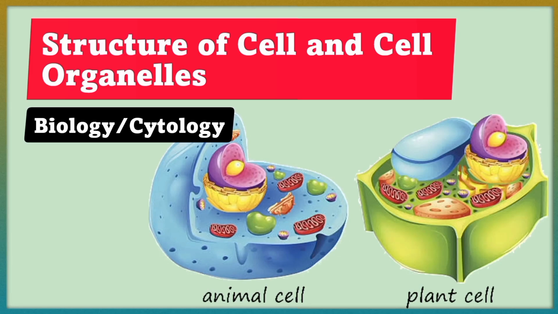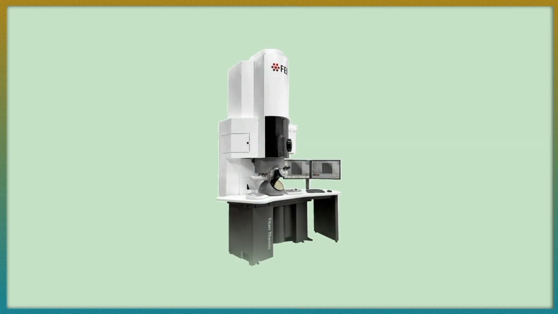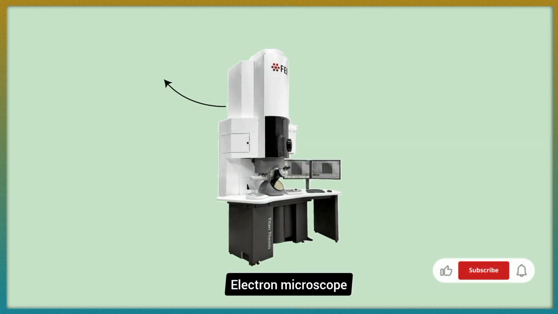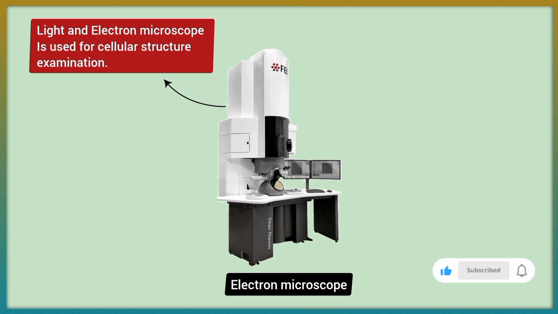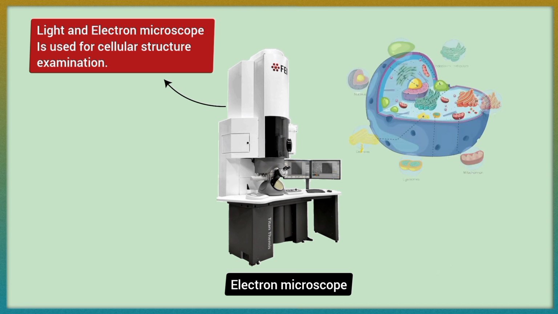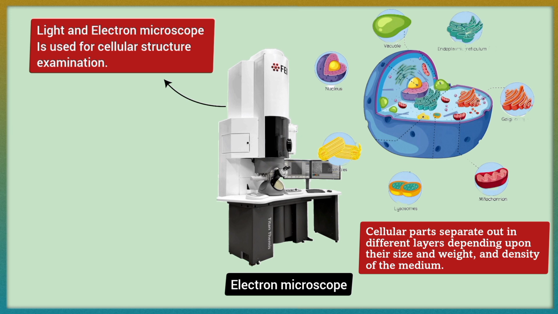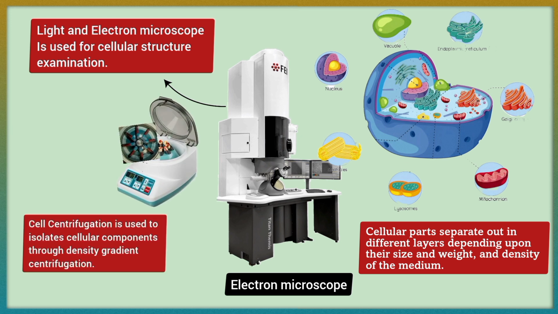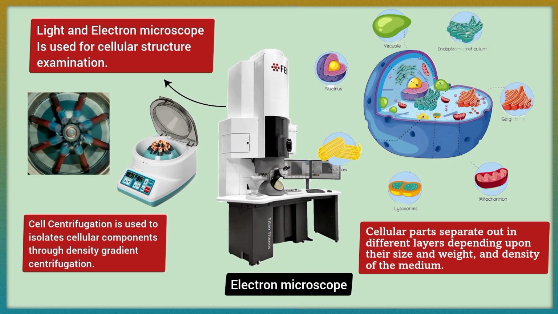Hi, in this lecture we shall study the structure of a generalized cell. The structure of a cell can be studied under a light microscope as well as an electron microscope. The modern technology enables us to isolate various components of cells, including its organelles, by a process of cell fractionation and study their structure and function in detail.